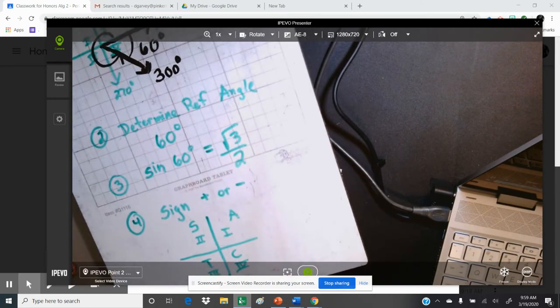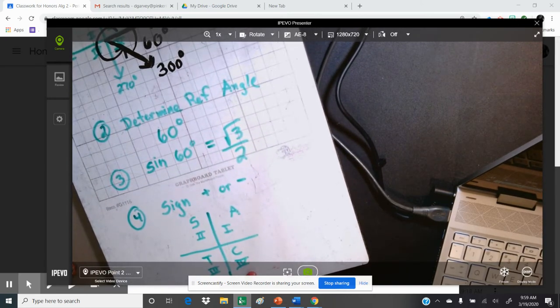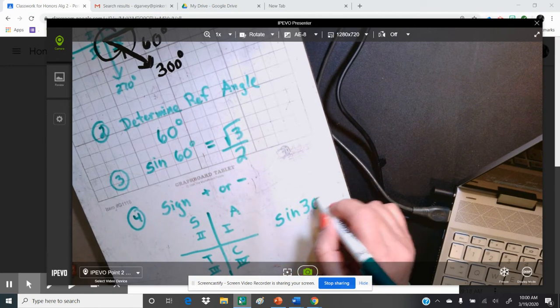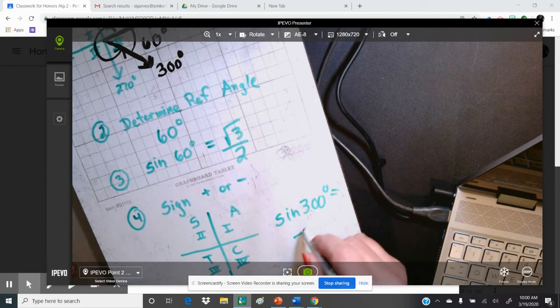So here, I know that I'm in quadrant 4. Only the cosine is positive. So if only the cosine is positive, the sine must be negative. So I know that the sine of 300 degrees is going to be negative square root of 3 over 2.